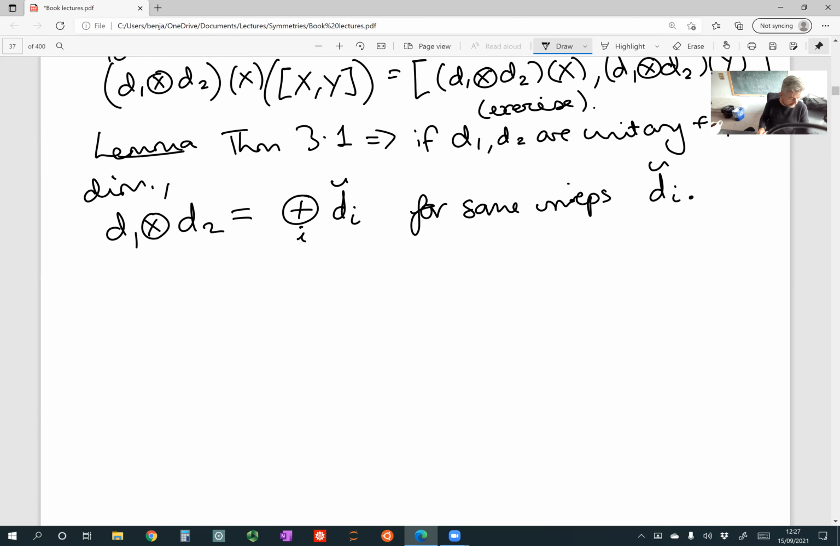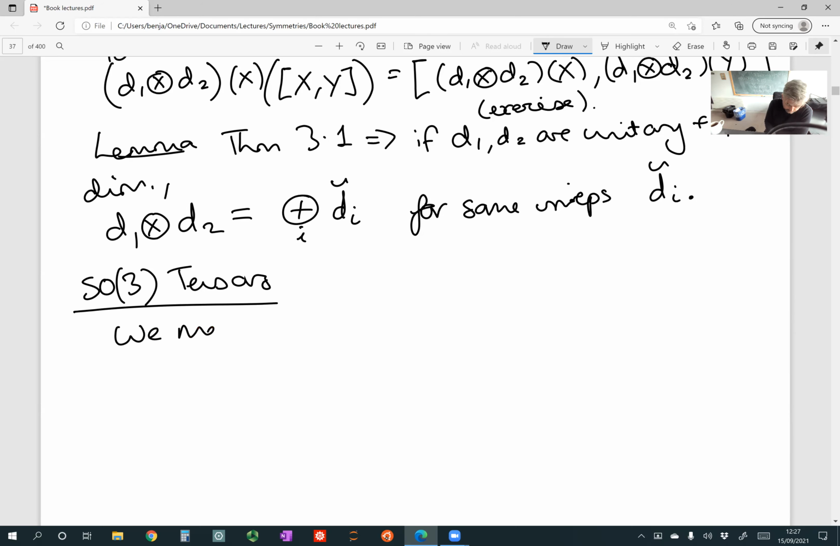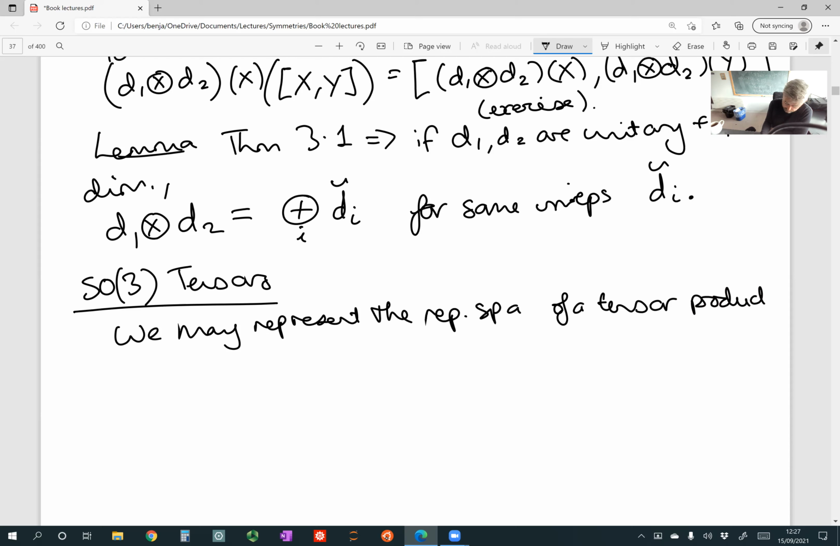This will exemplify some of the things we've been talking about. Hopefully you've seen some SO(3) tensors. You'll have certainly seen a 3-vector, which is an example of an SO(3) tensor. A scalar field is also a trivial example. So we may represent the representation space of a tensor product by multi-index tensors.